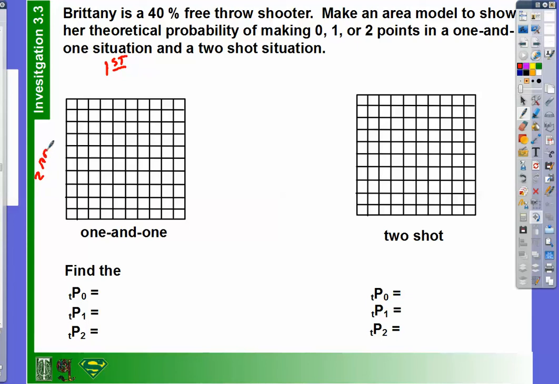and her chances of making her first shot are 4 out of 10. So I'm going to draw this line. I'm going to divide my first shot into 2 sections. One which takes up 40% of the grid, because that's the percent of times she makes it, and one that takes up 60% of the grid when she misses. Then, if you miss your first shot in a 1-and-1 situation, you don't get another one. So I'm going to leave this blank. Obviously, this is going to remain 60%.